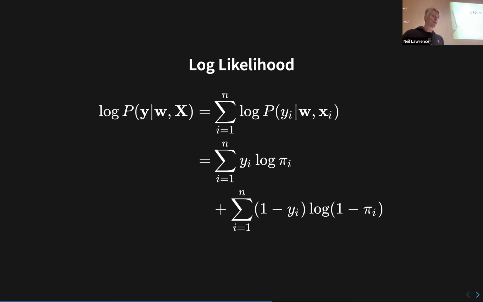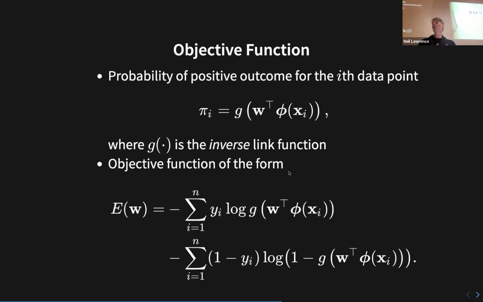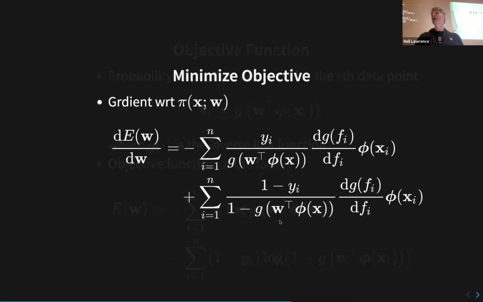And of course, the log of that is just as defined. It's the log of the sigmoid of wx. Now, once we substitute those things back in, we can write things down in terms of these parameters. And then you can optimize by taking gradients with respect to pi. So the gradients with respect to the prediction function are of this form.